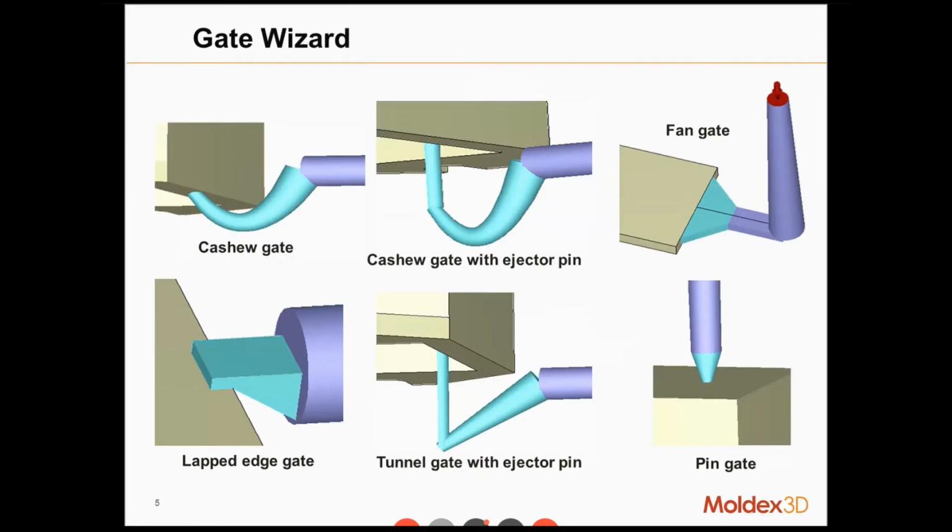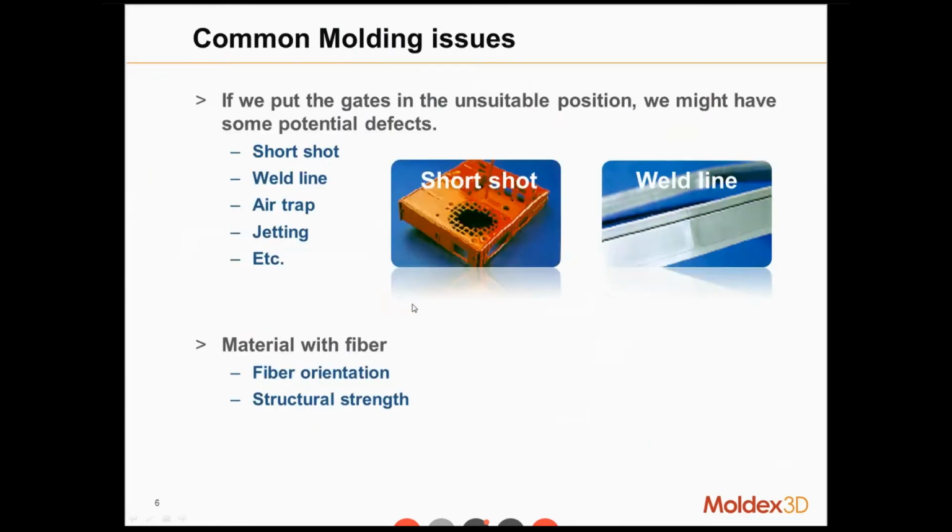In Moldex3D, we provide a lot of different types of the gate, such as the cashew gate, fan gate, and pin gate. And if the customer has some special gate design or special runner design, we still can import the geometry into Moldex3D to run the calculation.